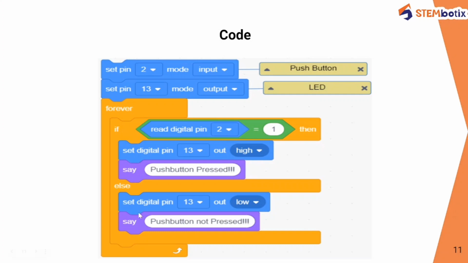In all other conditions, which is just one condition, when the push button is not pressed, the LED will remain off, and on the serial monitor we can see that push button is not pressed. So here is the overall programming code of our project, where when the push button is pressed the LED will turn on and off.